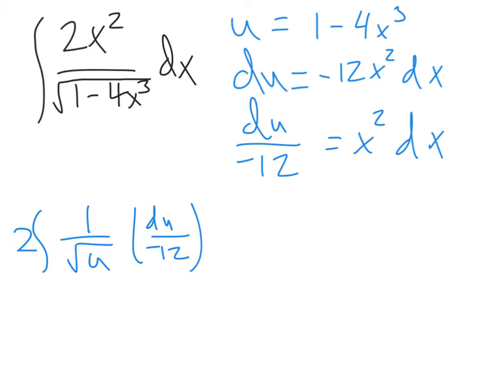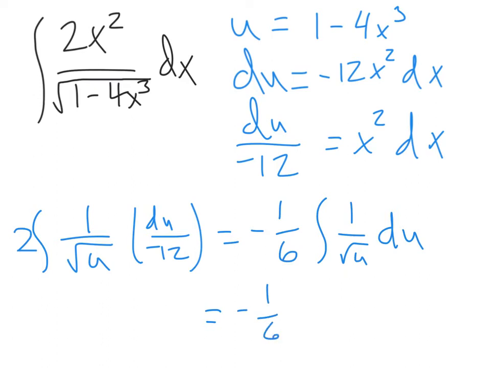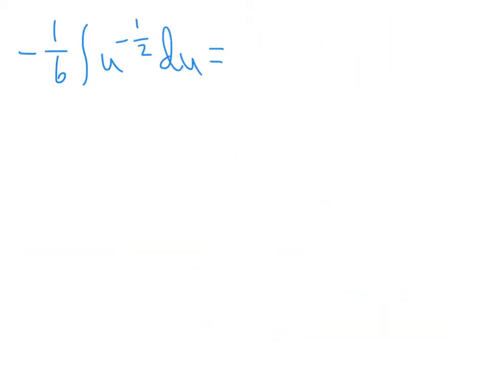If we simplify a little bit, we can pull the negative 12 that's in the denominator all the way out front with the 2 and simplify it to negative 1 over 6. Right, that's 2 over negative 12. And then we have the integral of 1 over root u du. And we're almost ready to take the antiderivative. The only thing we should do first is write that as a power. So 1 over square root of u is the same thing as u to the negative 1/2 du.